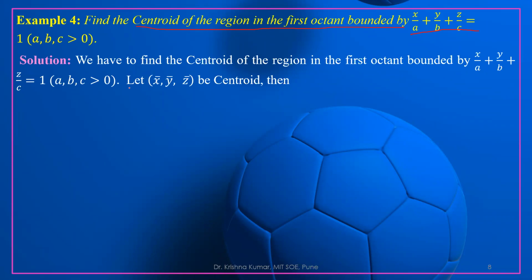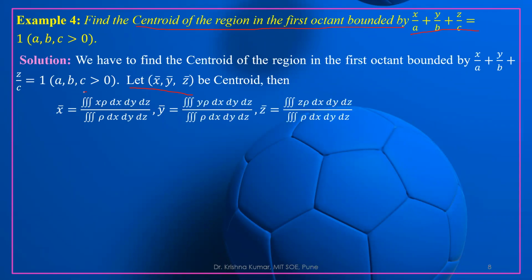I have already told you that since this is a solid, x bar, y bar, z bar is the centroid. Let us consider it is the centroid. So x bar is equal to what? It is the formula for x bar, and it is very simple now. This is the x coordinate and its mass, similarly the y coordinate and its mass, similarly the z coordinate and its mass.